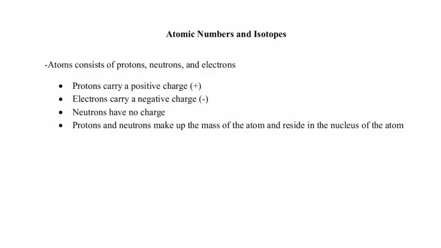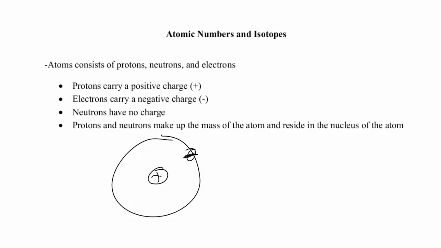Now I'm going to draw an atom. So here is the nucleus, and the nucleus is going to have a positive charge. And the reason the nucleus has a positive charge is because that's where the protons and the neutrons reside. And since the neutrons have no charge, the only charge within the nucleus is from the protons. And on the outside is where the electrons are. And the electrons have this negative charge.